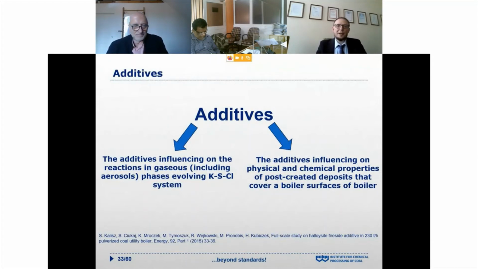But now we are focused on the additives, because additives are one of the more popular remedies against ash-related issues. In fact, with the application of additives during this process, it is not necessary to change the boiler system. Maybe a little more effort to prepare some transportation, and to control how to add some additives against ash-related issues. But these additives can be divided into two groups. First is additives influencing the reactions in the gaseous phase. As you already know, sodium, potassium, chlorine, and sulfur compounds. And the second is influencing the physical and chemical properties of post-created deposits.